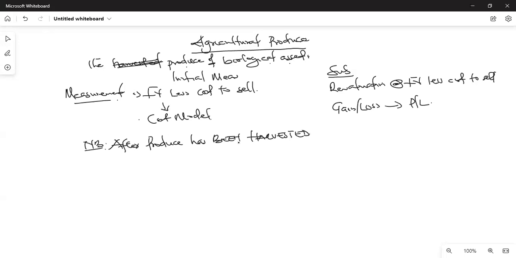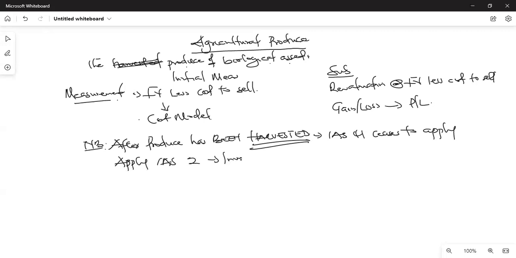So the key thing is that after all of them have been harvested, you realize that IAS 41 ceases to apply. You are not going to apply these things once they've been harvested. What you are going to do here is to now apply IAS 2, which is inventory. That is what you are supposed to know.